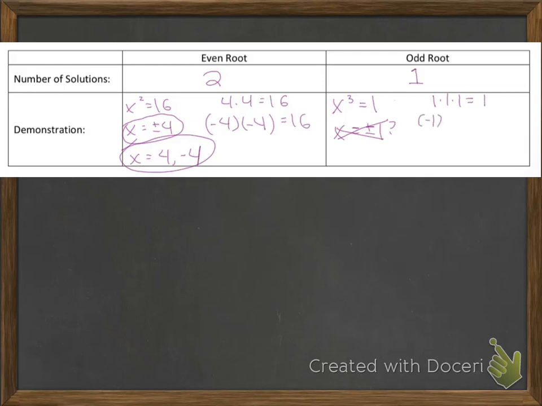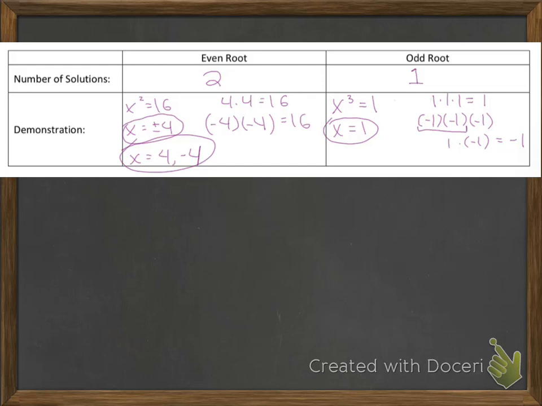What if I had negative 1 times negative 1 times negative 1? What would that give us? Well, a negative times a negative is a positive, and then 1 times negative 1 is negative 1. So notice, the negatives don't give us a positive because there's an odd number of them. So again, in this case, we only have 1 solution, not 2.